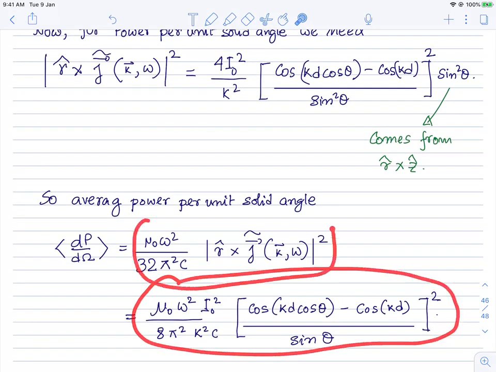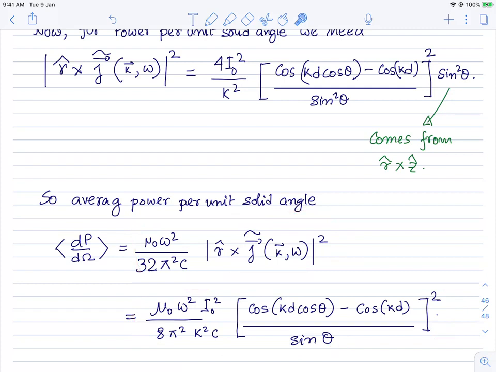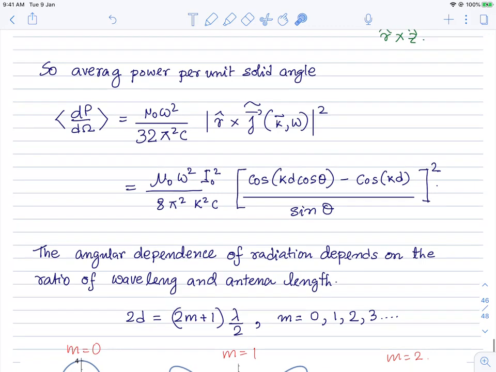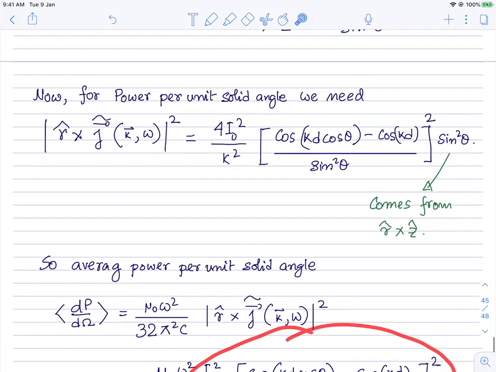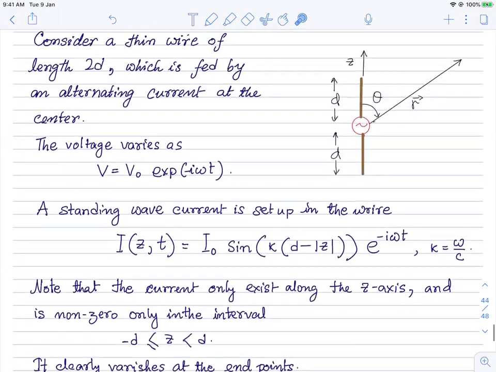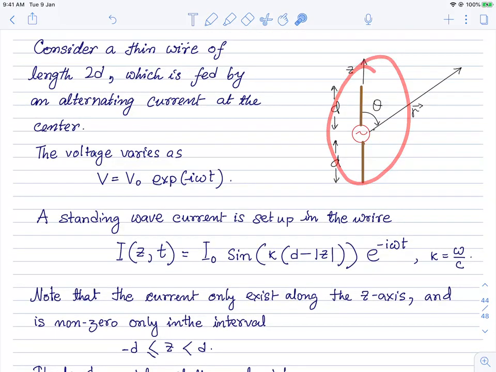Plugging it back into the formula for the power per unit solid angle, this is the expression, and the theta dependence is very, very non-trivial. It's a cos of a cos, a very complicated function. So in general, this dependence depends on the geometry of the antenna. We have considered a very simple, linear center-fed antenna here, and this depends on the geometry.